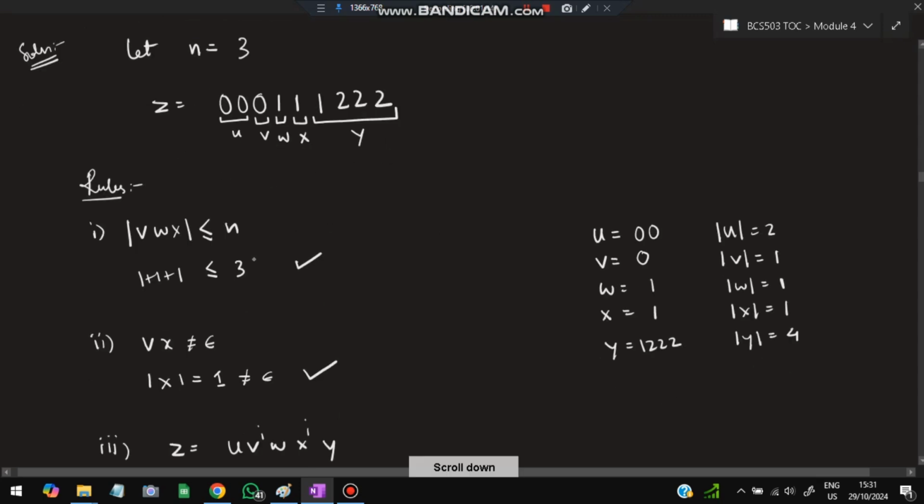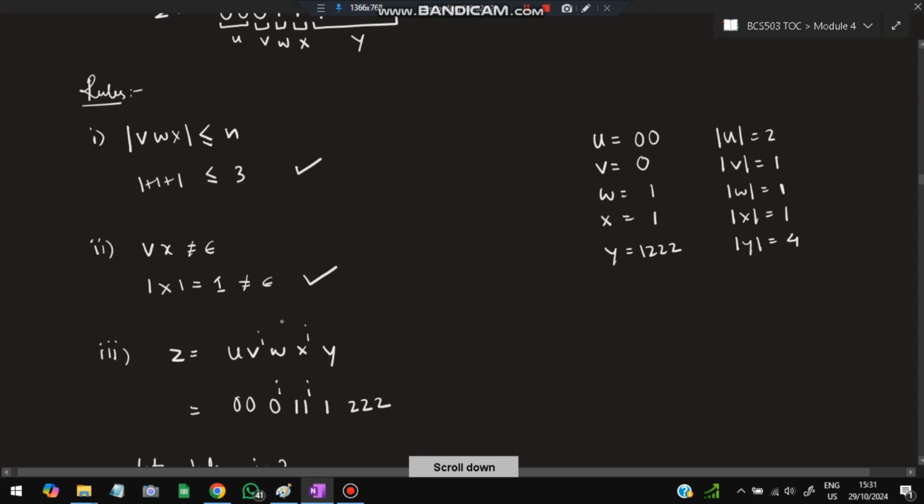Next, we also have to satisfy that v and x should not be empty. Neither v should be empty nor x should be empty. It should have some minimum letter present. In this case, v and x, if you multiply, it will not become 0, so it will not become null. Therefore, each of these is not null. After that, take z is equal to u v power i w x power i y. V and x will be pumped here.